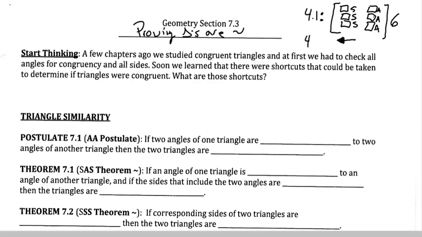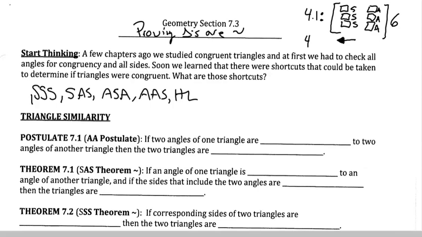So it says a few chapters ago we studied congruent triangles, and at first we had to check all the angles for congruency and all the sides. Soon we learned that there were shortcuts that could be taken to determine if the triangles were congruent. What were those shortcuts? So you probably remember one of them was SSS. If all sides of one triangle are congruent to all sides of the other, the triangles are congruent. Then we looked at SAS, we looked at ASA, we looked at AAS, and we looked at HL. Those were all the ways that we could prove that 2 triangles were congruent, all right?